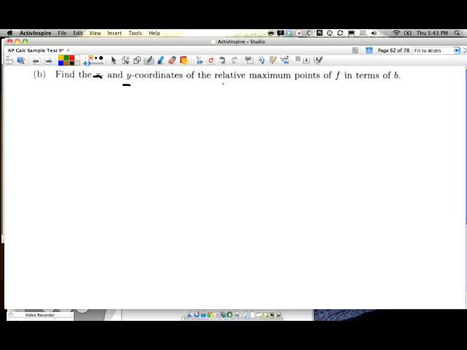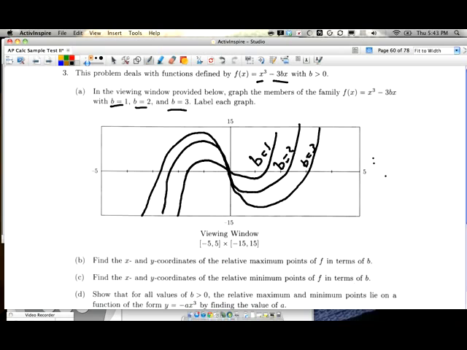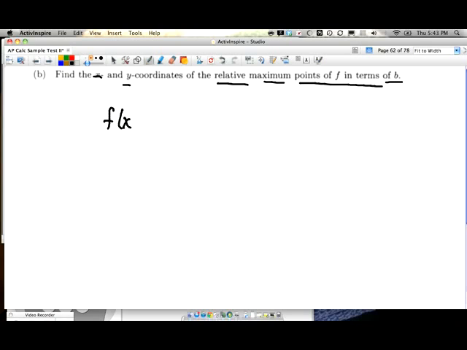Find the x and y coordinates of the relative maximum of the points of f in terms of b. So x and y coordinates of the relative maximum. Well, that means it's going to be somewhere out over here. We're looking for these maximums. That means if we start with f of x equals x cubed minus 3bx, then we're going to look at the first derivative in order to determine where that flat spot is. We're going to set it equal to 0 to find that flat spot.